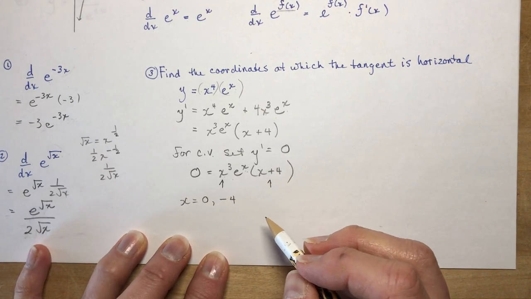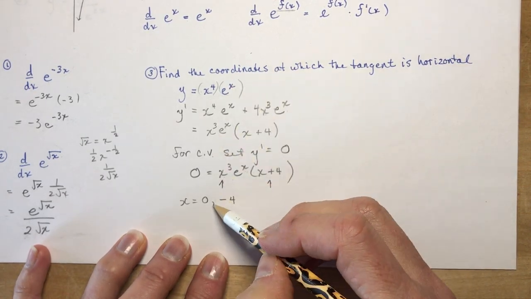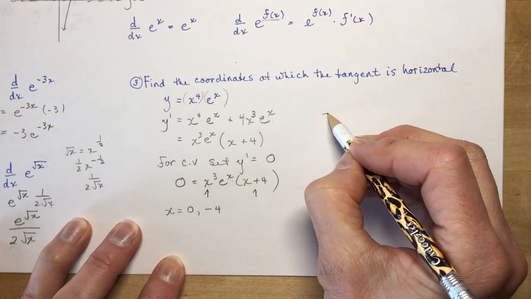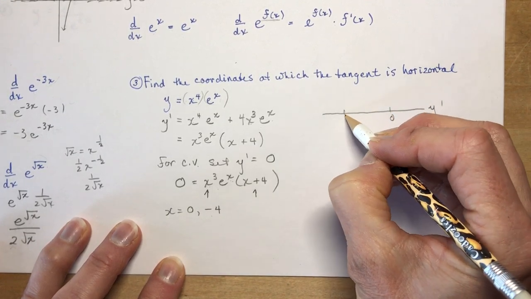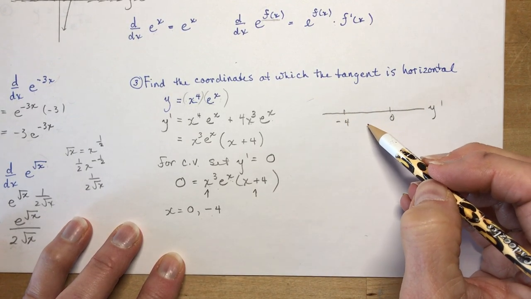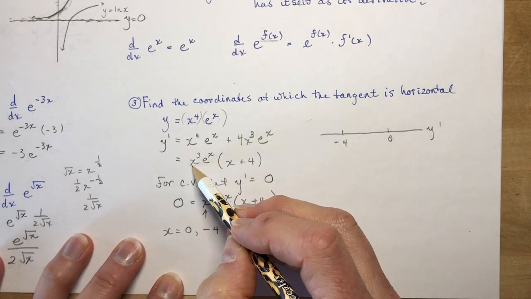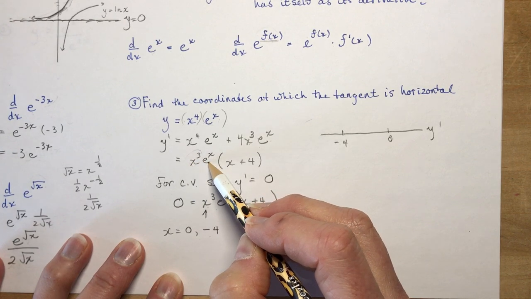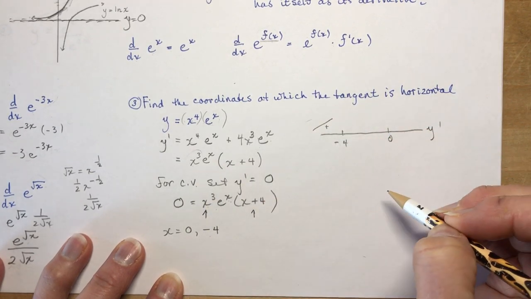So if I have 0 and minus 4, and I want to know if there were minimums or maximums, and that would be if you've already taken curve sketching, I would write out my first derivative number line and plug in 0 and minus 4 and check to see if the slope was positive or negative on either sides of these. So if I go to the left of negative 4, let's say I plugged in negative 5 in here. A negative cubed is negative. This is always positive. And this would be negative. So I have two negatives. That makes a positive. So that's positive slope.